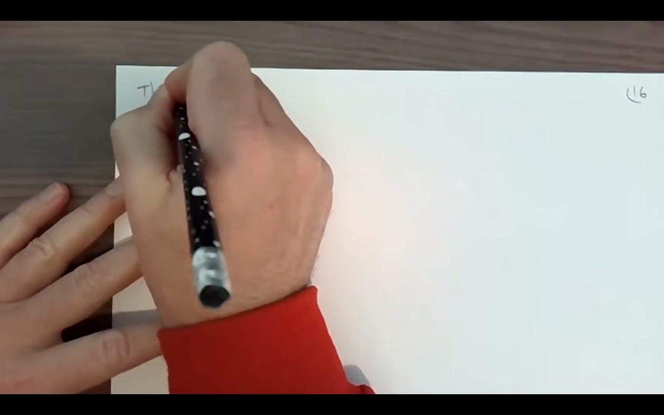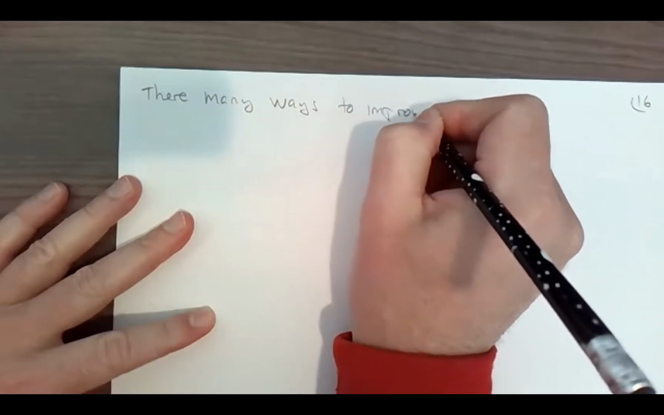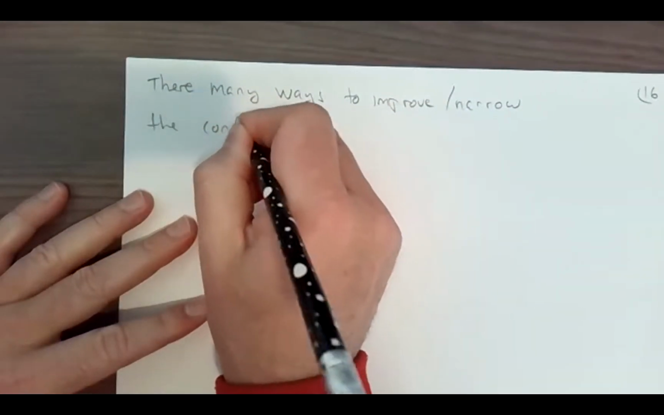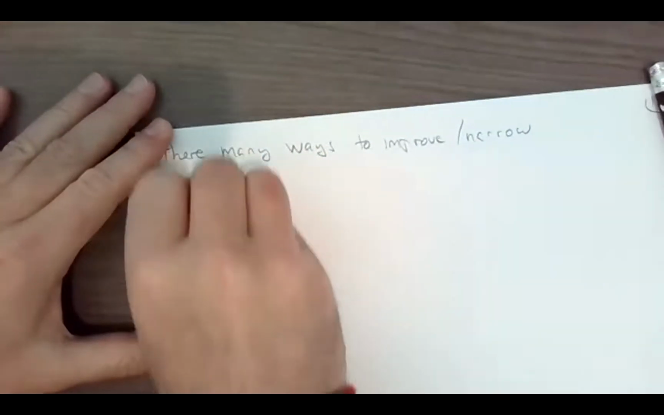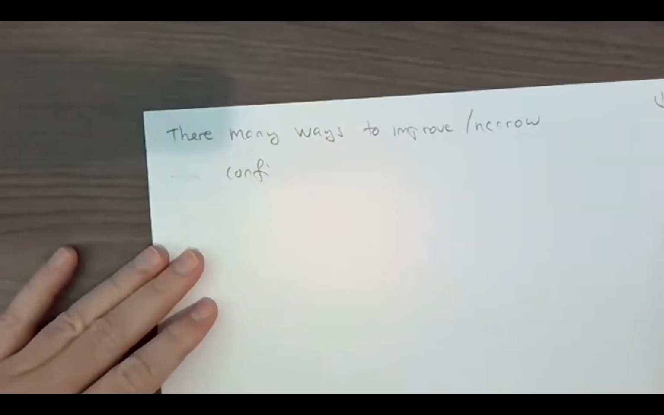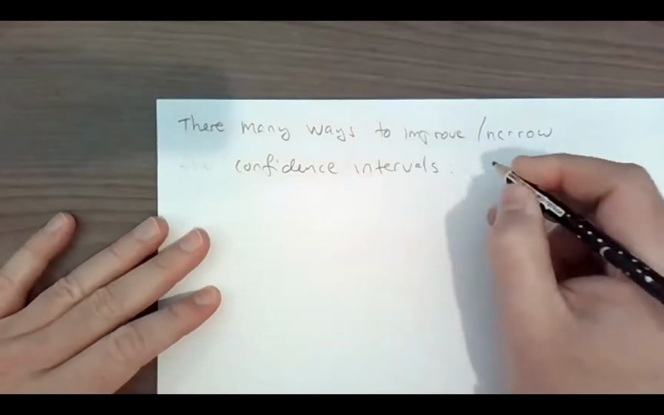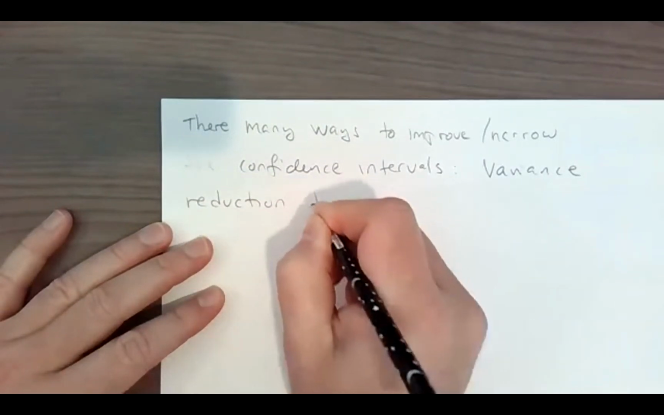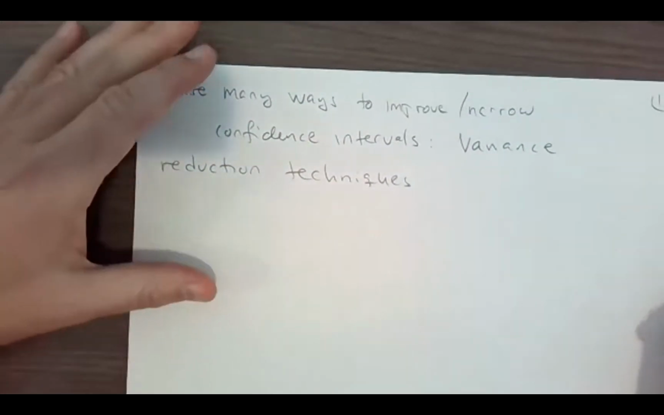So there are many ways to improve or narrow the confidence intervals. These are called variance reduction techniques. And here's one, the one we're going to be looking at.